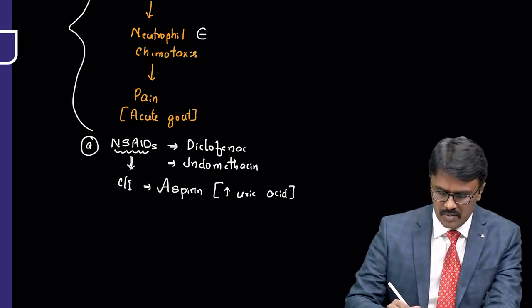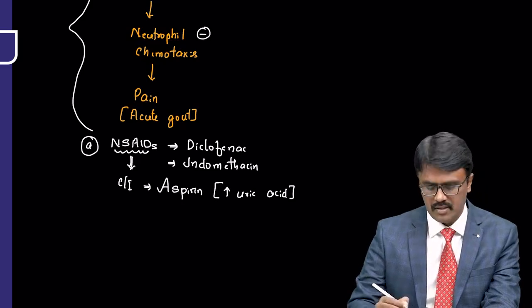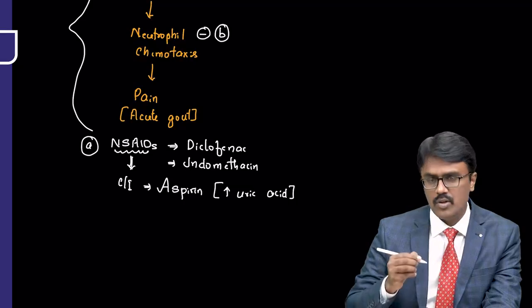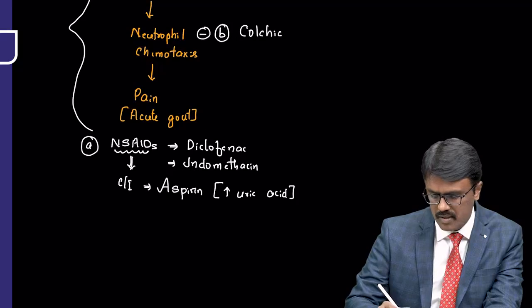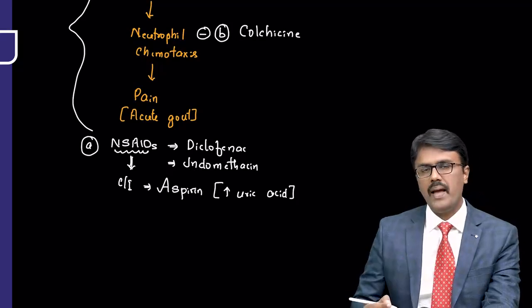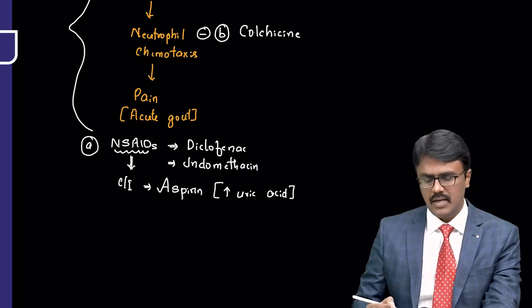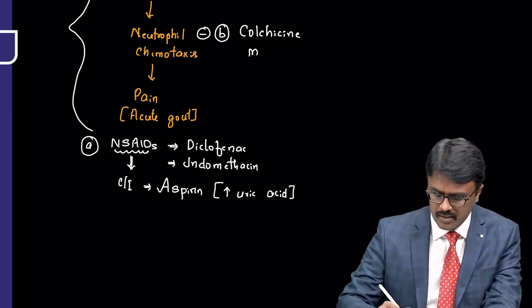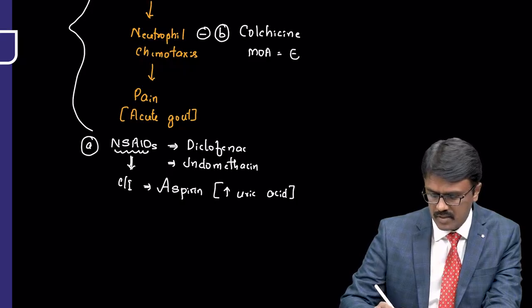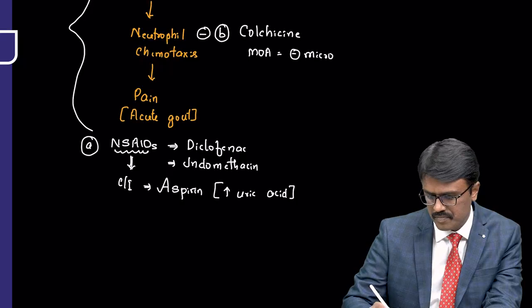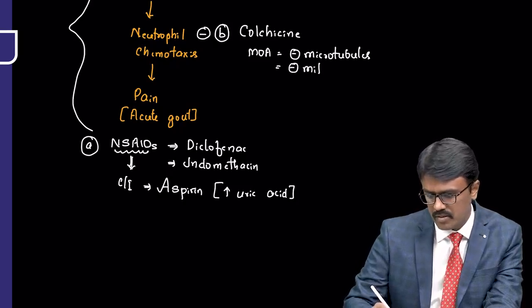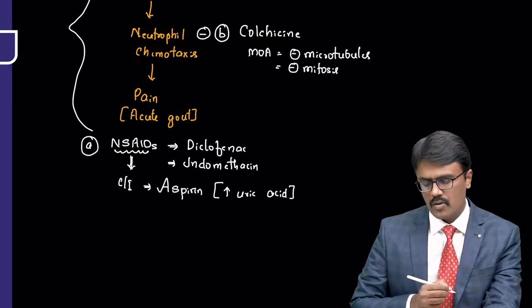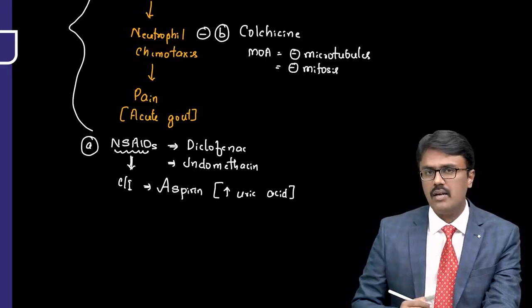Number two, the drug which inhibits neutrophil chemotaxis. What is the drug name which inhibits neutrophil chemotaxis? The name is colchicine, and it is obtained from a plant. Colchicine's mechanism of action is that it inhibits microtubules. So thereby it inhibits the mitotic process, mitosis. Not only that, it also inhibits neutrophil chemotaxis.